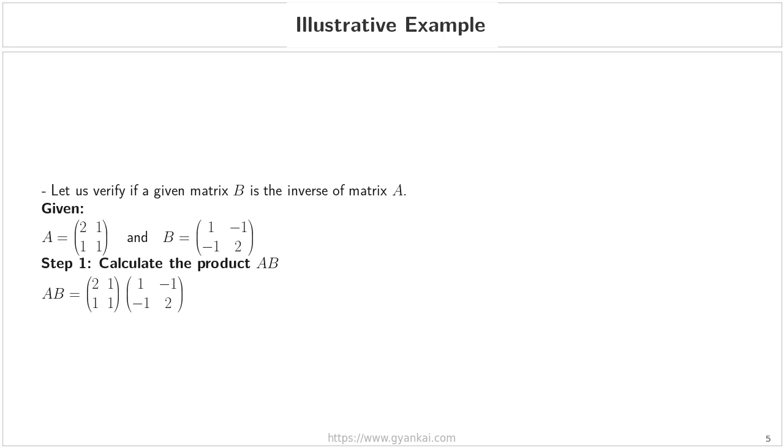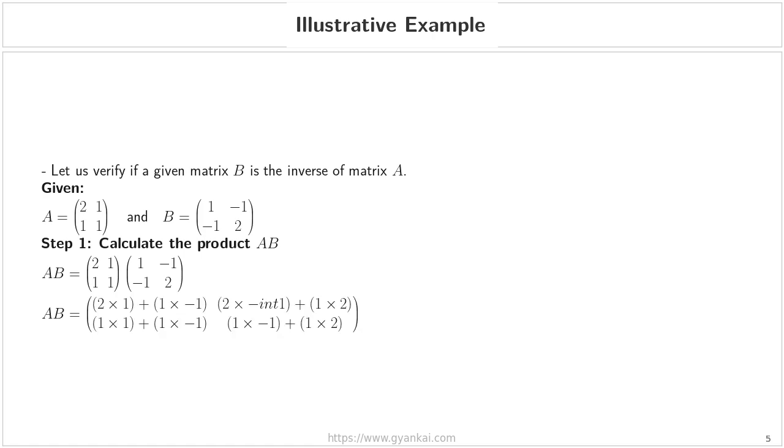When we multiply matrix A by matrix B, we perform row-by-column multiplication. For the top left element, we take 2 times 1 plus 1 times -1, which gives us 1. For the top right element, we take 2 times -1 plus 1 times 2, which results in 0. Moving to the second row, the bottom left element is 1 times 1 plus 1 times -1, which is 0. Finally, the bottom right element is 1 times -1 plus 1 times 2, which equals 1.